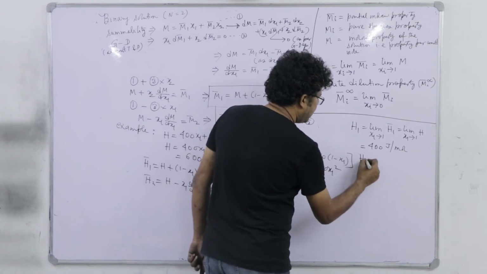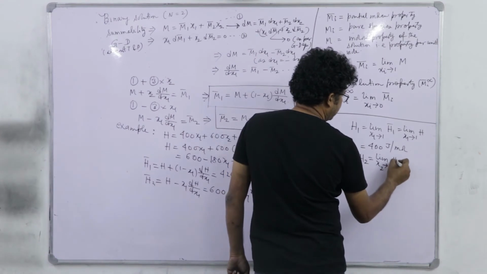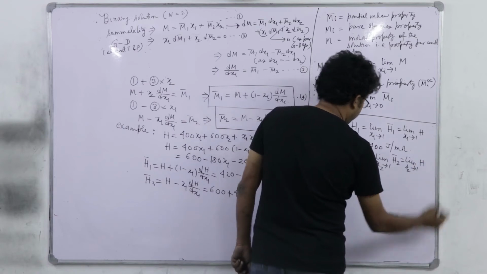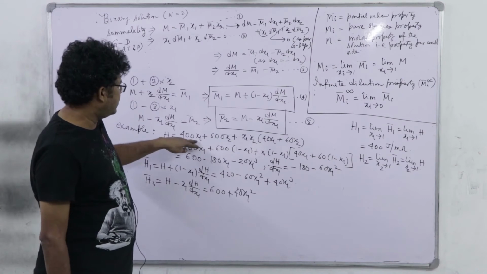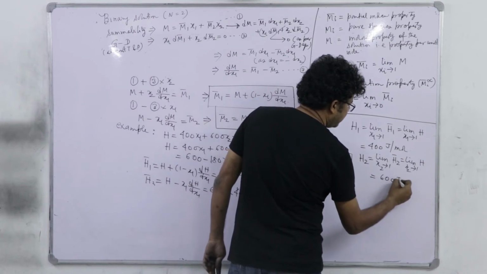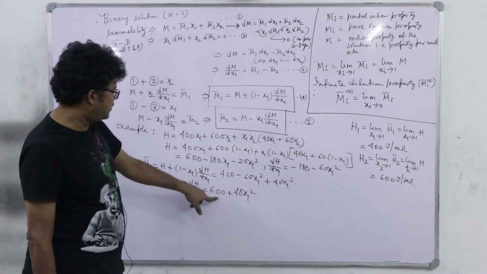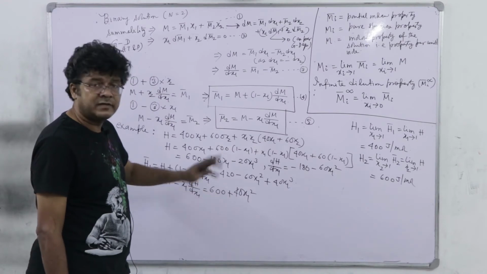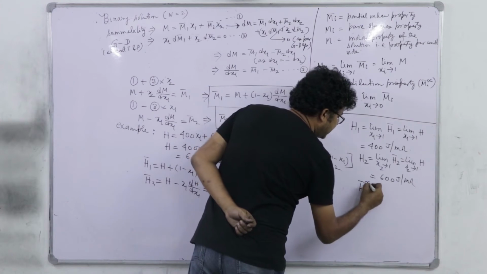And H2 is limit x2 tending to 1 of H2 bar, and limit x2 tending to 1 of H. So, if x2 tends to 1, x1 tends to 0, so it is 600 directly from here. So, 600 joule per mole. And let us check it for this equation. This is 600, x2 tending to 1 means x1 tending to 0. So, it is again 600, it is same.